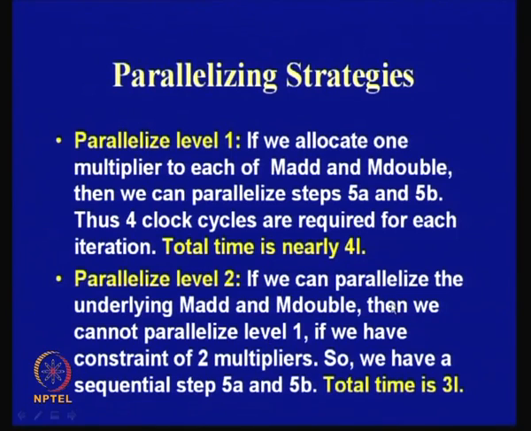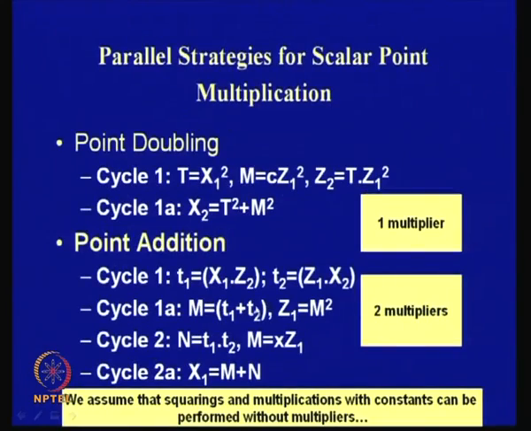But suppose you can parallelize the underlying m add and m double. Then you cannot parallelize level 1, because you again have a constant of 2 multipliers. If you parallelize the underlying m add and m double, that means you have given 2 multipliers to this, because that is how you can parallelize it. Then you cannot do the addition and doubling simultaneously, because you do not have 3 multipliers.